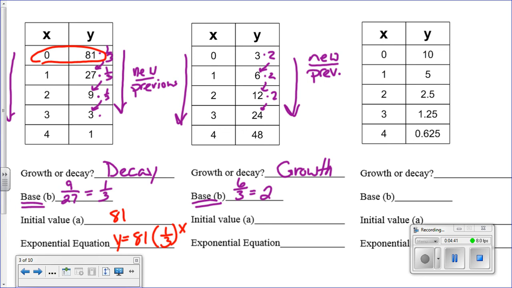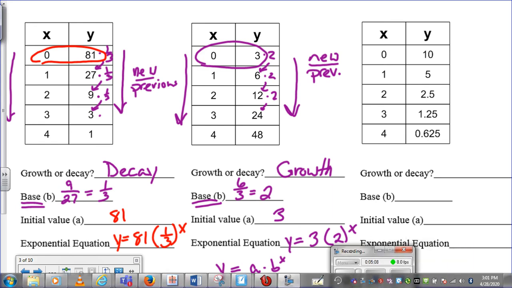This is definitely exponential. My initial value is my y-intercept, and that's right here. So that would be 3. Let's put it all together. You get y is equal to, and keep in mind that the formula is a times b to the x power. So your answer is y equals 3 times 2 to the x power.